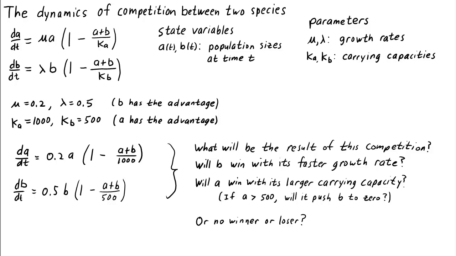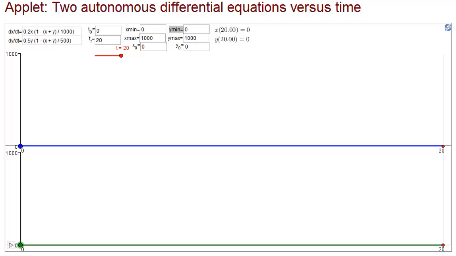Let's take a look at what happens by using a simulation. We'll let the computer approximate a solution to this system of equations and explore what happens with this set of parameters. This applet demonstrates the behavior of our competition model. Since this applet uses the variables x and y, we use x for A and y for B. And we have entered our differential equations into these boxes at the left.